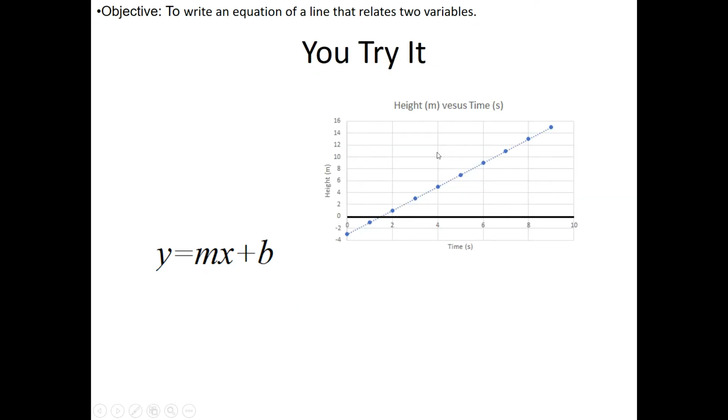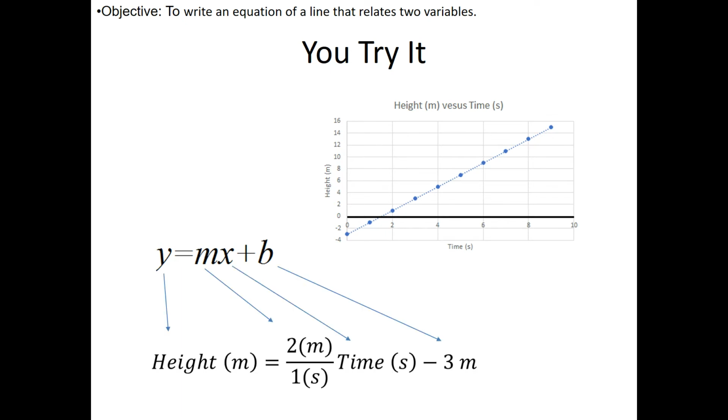Okay, so you give it a shot. What I'm going to encourage you to do is to pause the video and try to come up with a mathematical equation that represents this line. Go ahead and pause it. Okay, did you get this one? Where we've got the height in meters is equal to 2 meters per second, or 2 meters for 1 second, times time, minus 3 meters.